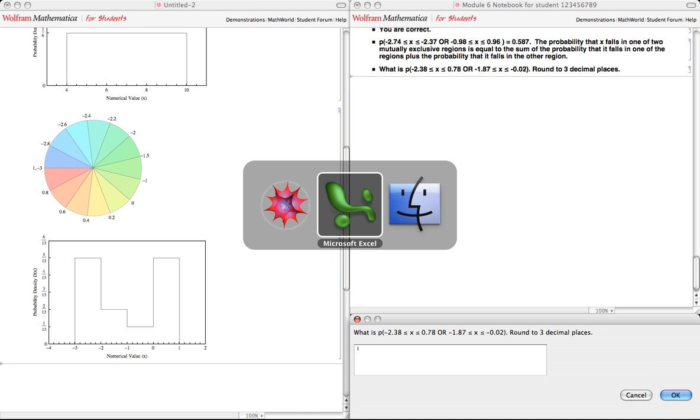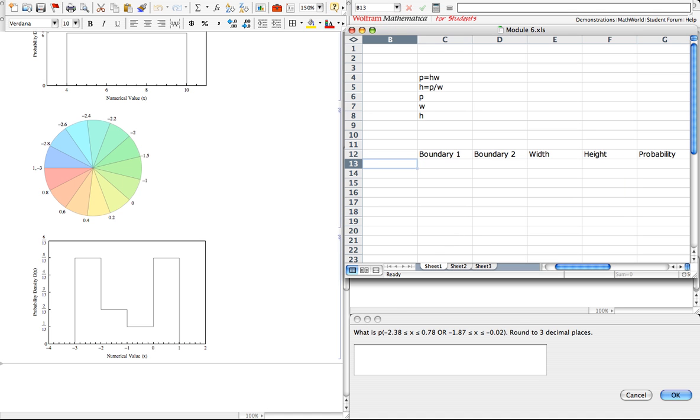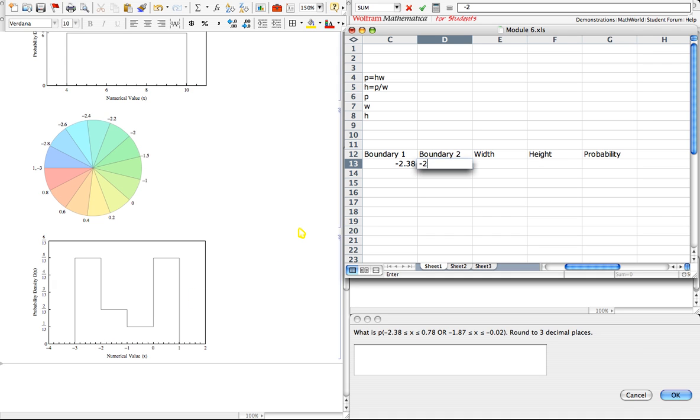So in this case, it's tougher to break down the regions. I'm just going to do this again here. So the first boundary is minus 2.38. The height from minus 2.38 is constant from that point all the way to minus 2. Then it's constant from minus 2 to minus 1. Then it's constant from minus 1 to 0, and then from 0 to 0.78.